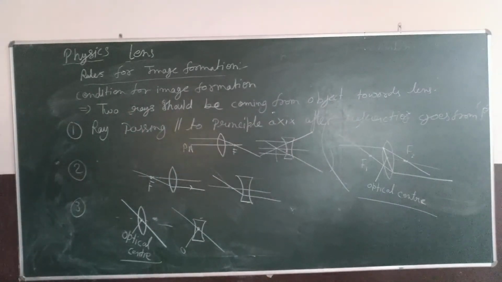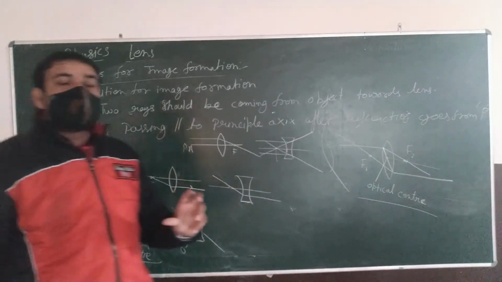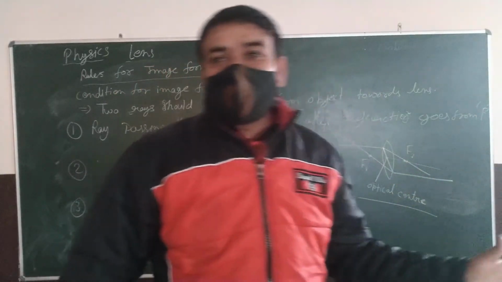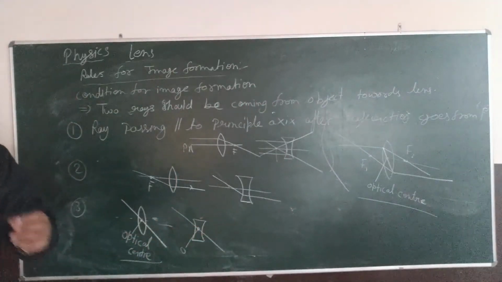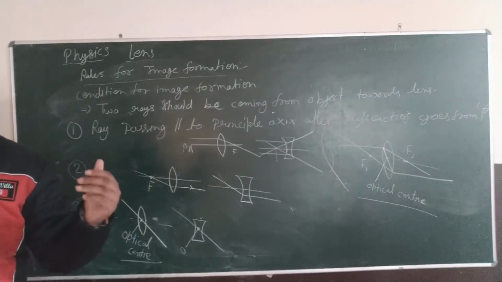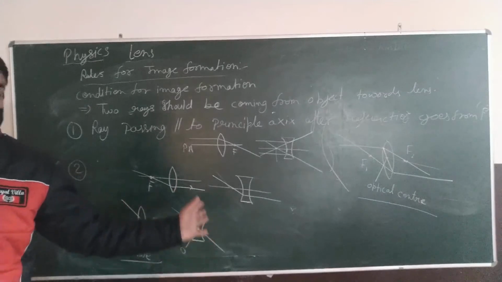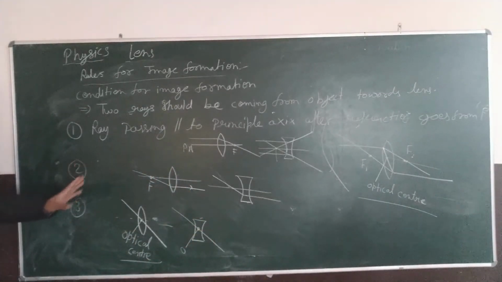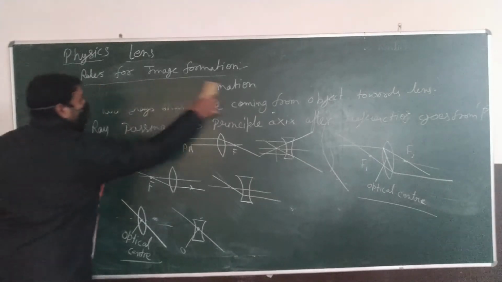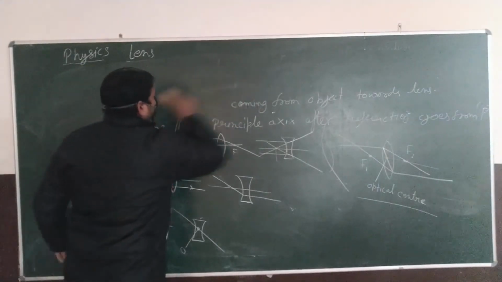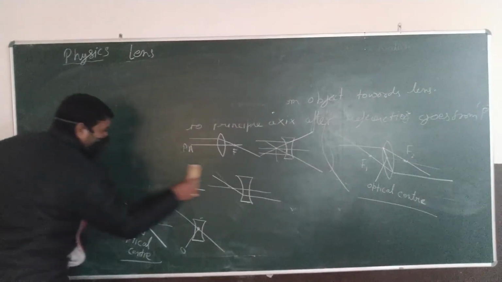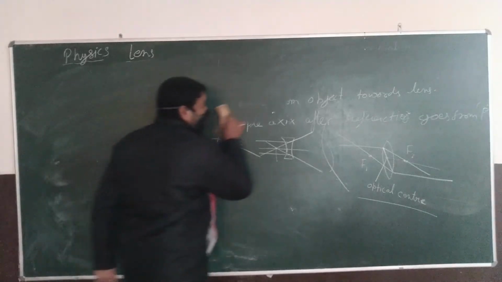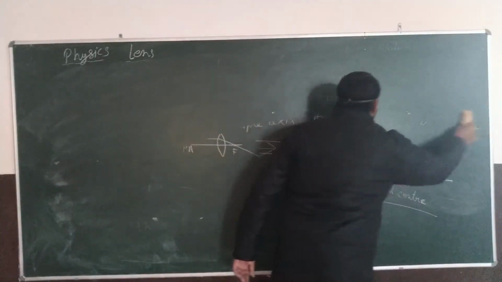Now we are going to understand which kind of image is formed by the lens, and it is also related to your activity, which is image formation by lens. Next heading is image formation by convex lens.